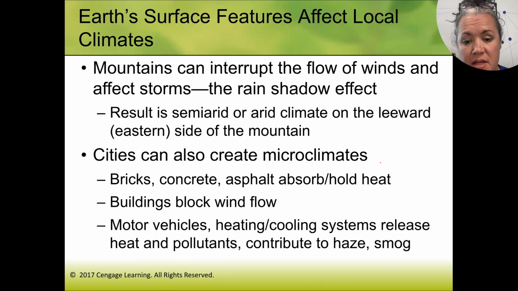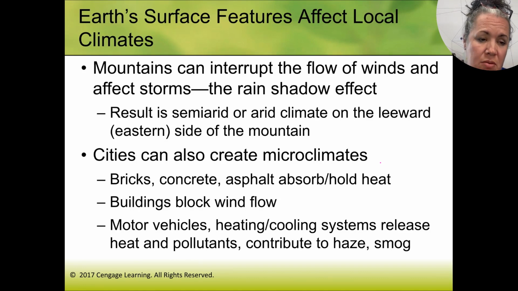Motor vehicles, or heating and cooling systems in buildings, will release heat and pollutants, and those can contribute to haze and smog, which can, in a microclimate way, create a little bit more heat because they'll do some trapping of heat when there's more of the particulate matter or more of those particular gases in that region. And so climate, you usually think of it as being really big, but we talk about microclimates too. And so you'll see a lot of the features that we've talked about are mirrored in that.